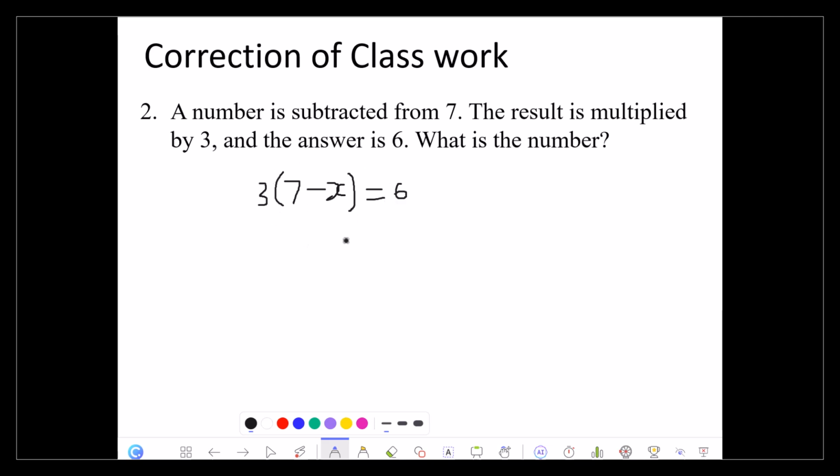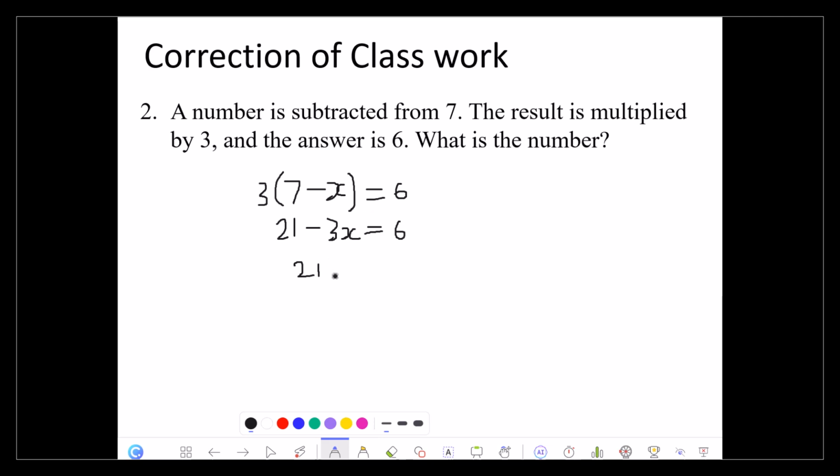So by the time you get this interpretation very well, you should be able to solve this question by doing 3 times 7 is 21. 3 times x will give us 3x, then equals to 6. Then the next thing is to collect like terms. 3x will cross over, leaving 21 alone.